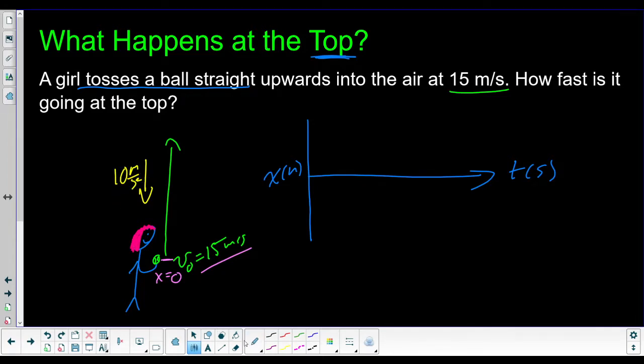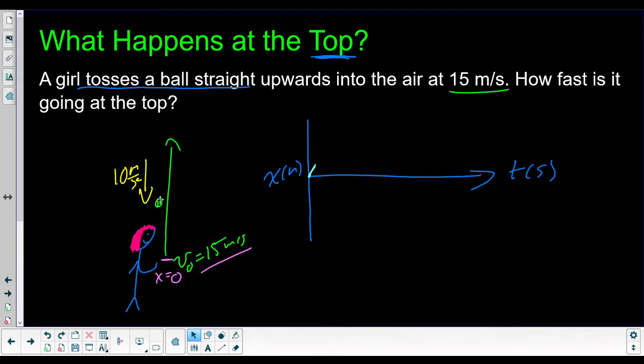Okay, so she's going to throw up the ball. It's going to be moving at 15 meters per second. It starts at 0. Let's start graphing. Let's do teal. So initial position is 0. The initial velocity is positive 15. So this should have a positive slope to begin with, like that. So it's going to be going up.